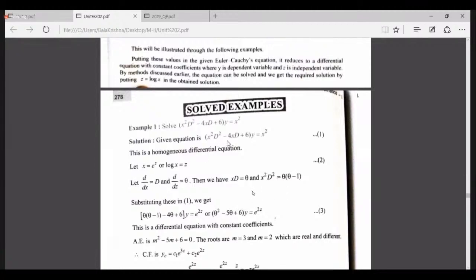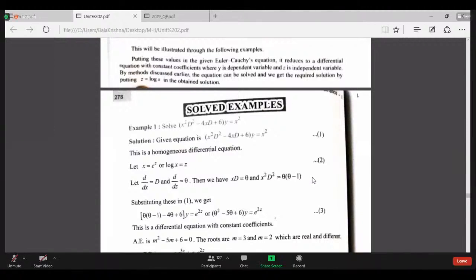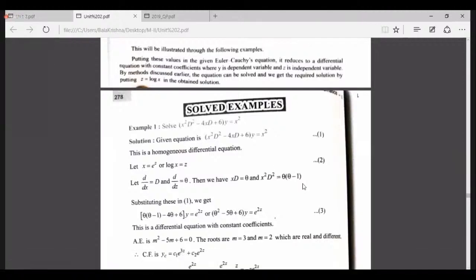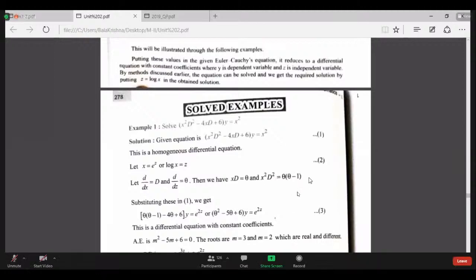So you need to change this D in terms of theta. That means xD will be theta, x square D square will be theta into theta minus 1. So please remember these things. xD will be theta, x square D square will be theta into theta minus 1. Like that, if you have one more term x cube D cube, that will be theta into theta minus 1 into theta minus 2. If it is x power 4 D power 4, theta into theta minus 1 into theta minus 2 into theta minus 3.